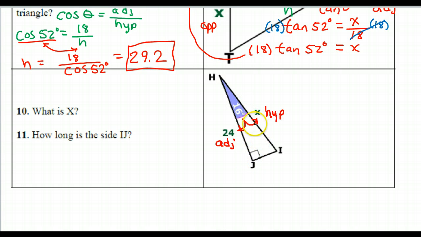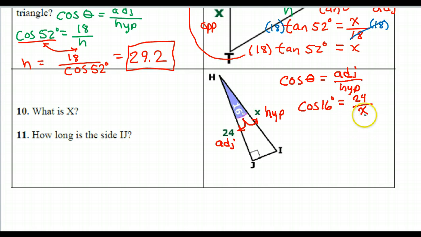X is the hypotenuse. So, what have we here? We have adjacent and hypotenuse. So once again, that is the cosine function. The cosine of an angle is the adjacent leg over the hypotenuse. So in this particular case, that means cosine of 16 degrees is going to equal 24 over x.